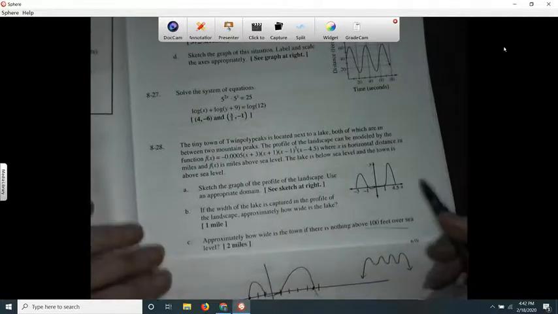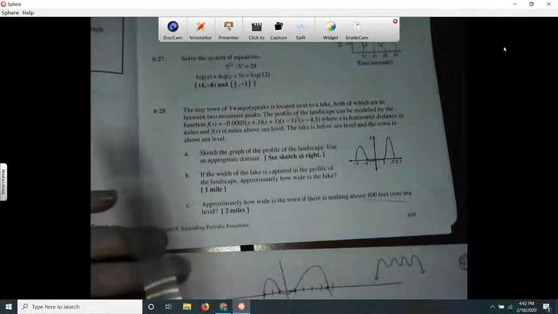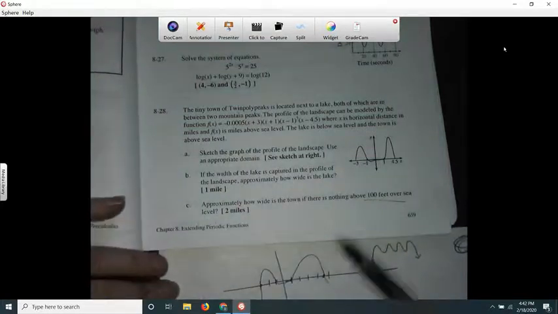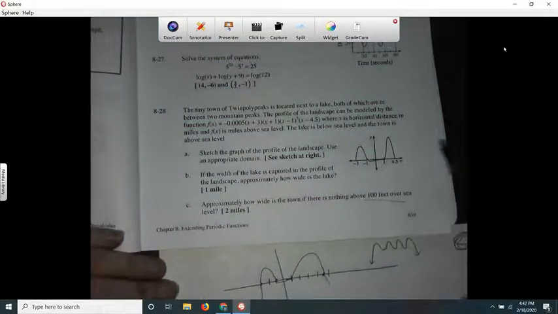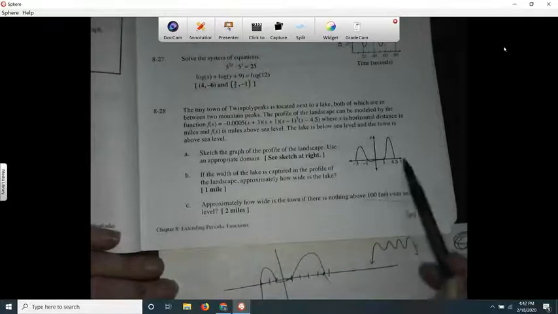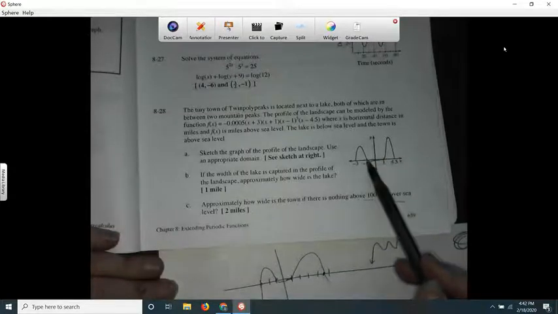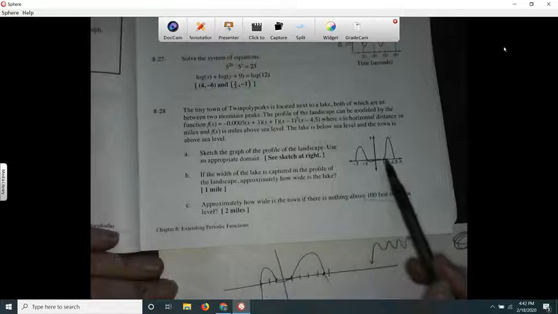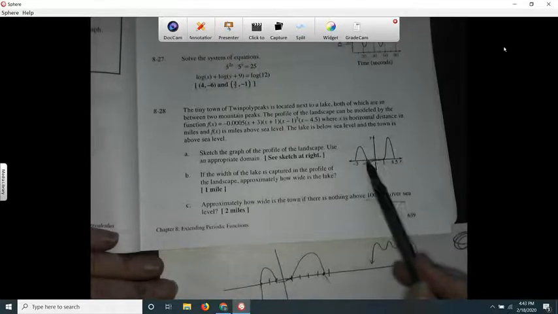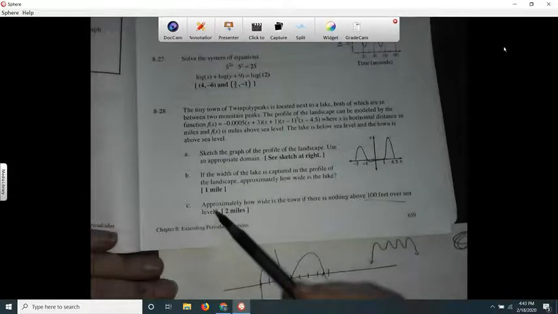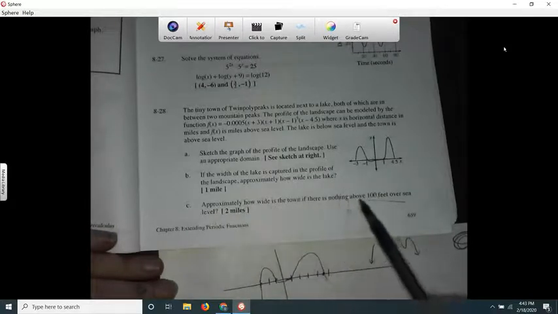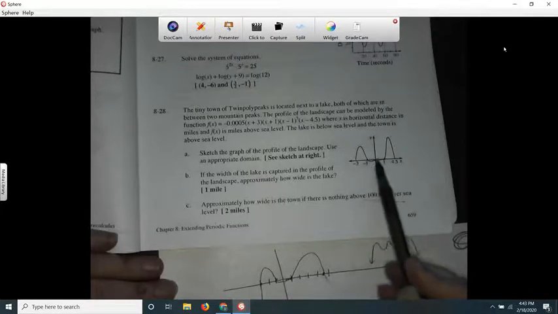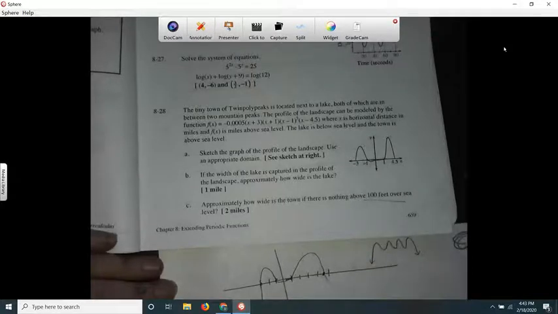I don't have an easy way to show the Desmos on here. I don't know how to do the split screen for you, or I guess I could get it on my phone, but I don't have it on there. So if you look at the graph, these were in miles. So 100 feet is like nothing. It's super flat. So how wide is the town? 2 miles. It's just going to be 2 miles because it's in between the two peaks. And that's all I got.